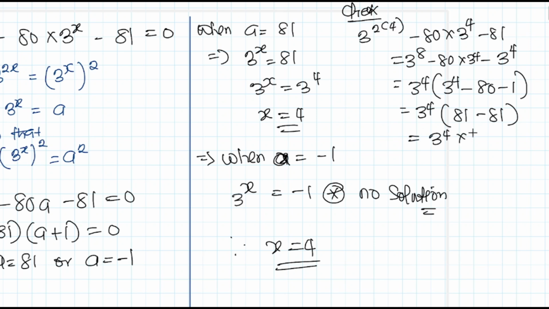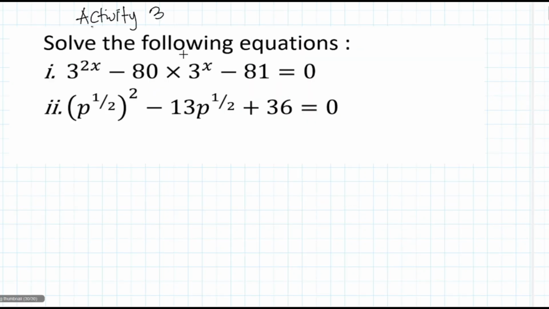So 3 raised to power 4 times 0 equals 0, which is equal to what we have on the right hand side. So we've shown that the left hand side equals the right hand side, so it's correct. So this is how you solve this kind of problem. Let's take the next example together.